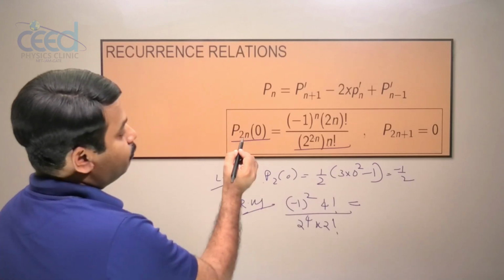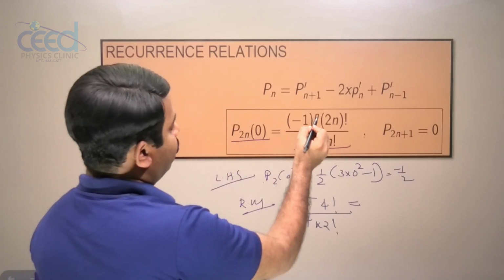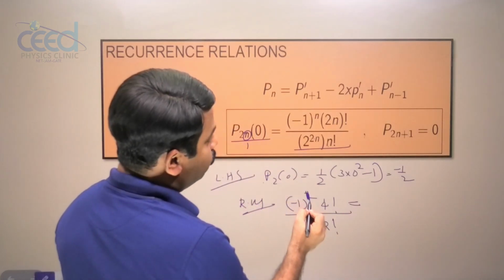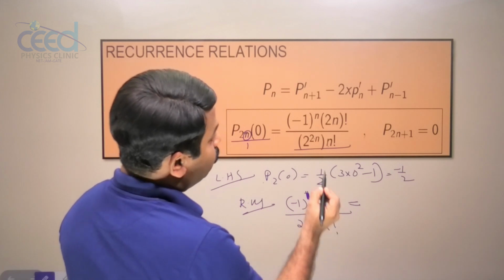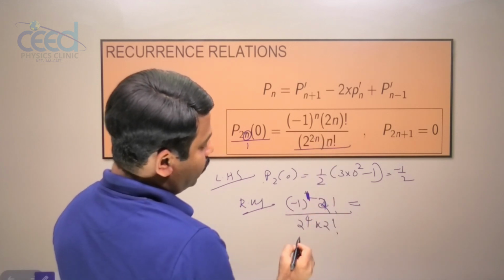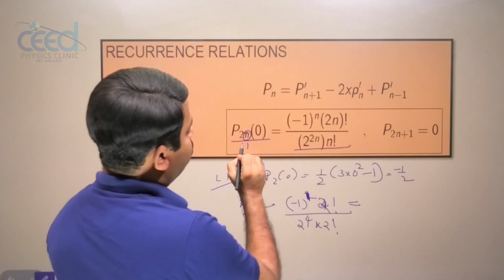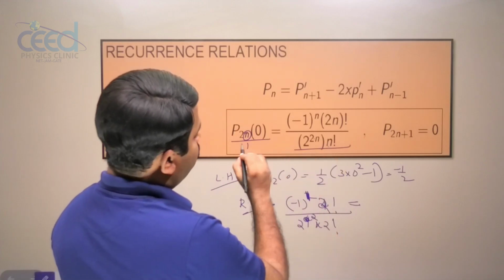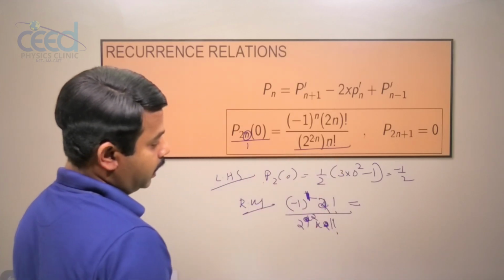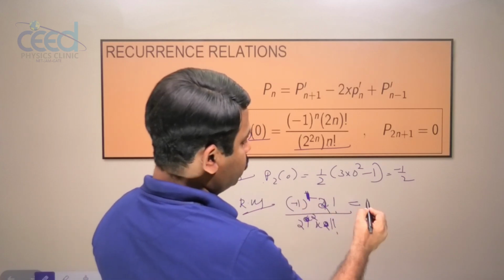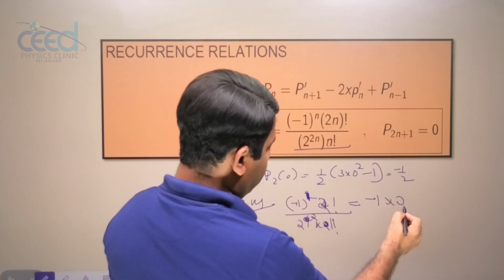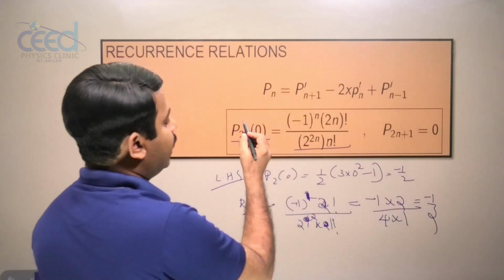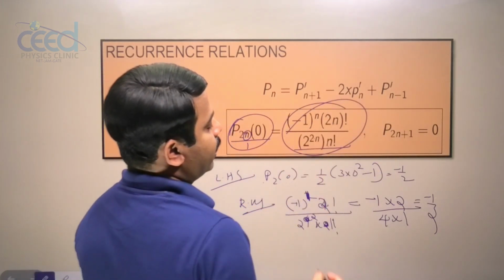So sorry, here P2 of 0, what do we have to give? N is equal to 1 only, right? Then only P2 of 0 you get. Here you have to put 1: 2 into 1, then 2 factorial; 2 raised to 2n, n we taken 1, then 2 square; n you taken 1, then 1 factorial. Then minus 1 raised to 1 is minus 1; 2 factorial is 2, 2 square is 4 into 1, that is minus 1 by 2. Then LHS is equal to RHS, right.